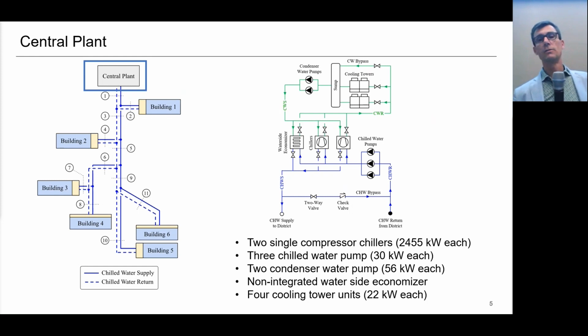There's also a non-integrated waterside economizer that you see here next to the 2 chillers in the central part of the schematic. Non-integrated basically means that the economizer is parallel to these chillers, and it can operate in conjunction with the chiller, but it's typically a little bit less efficient compared to the integrated waterside economizer. But this particular plant has a non-integrated waterside economizer, and then also 4 cooling tower units that reject the heat from the condenser to the atmosphere.